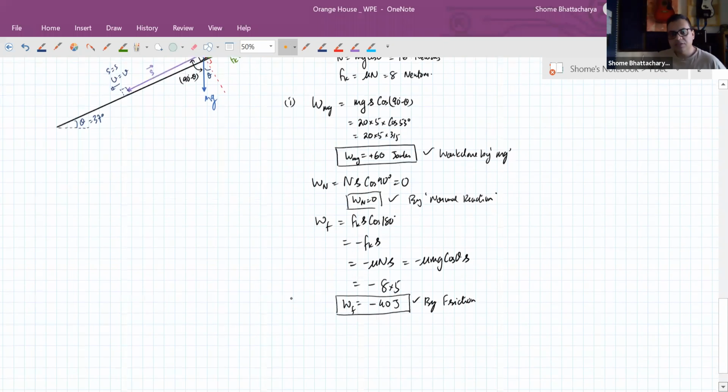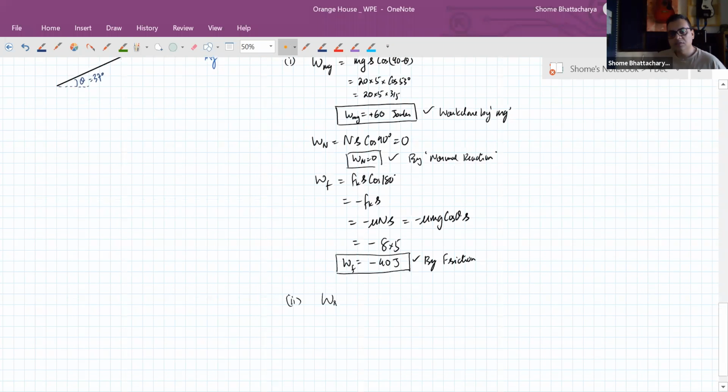So second part, we can see that net work done should be equal to change in kinetic energy. Our initial speed was 0, so that means our initial kinetic energy is 0. Final speed we have to find out.